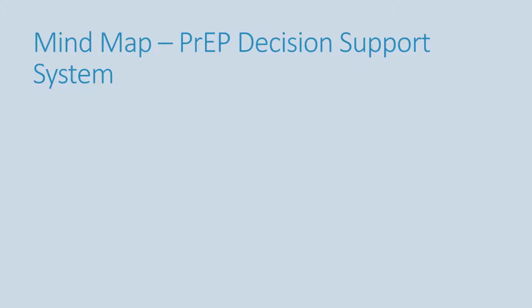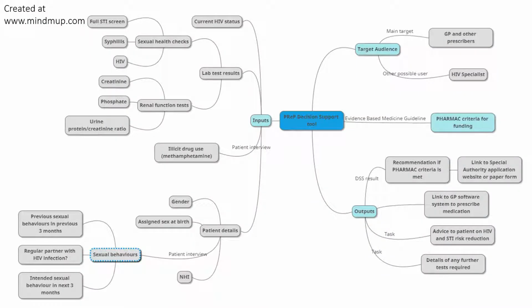The next mind map now focuses on my clinical topic. One obvious subheading is the Pharmac criteria, which is built on evidence-based medicine. My other subheadings are the target audience, inputs and outputs. The target audience is GPs and other prescribers who are not specialists in HIV medicine, but I acknowledge this tool might also be used by the specialists, so it needs to be designed with this in mind.